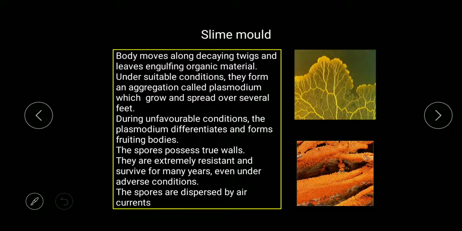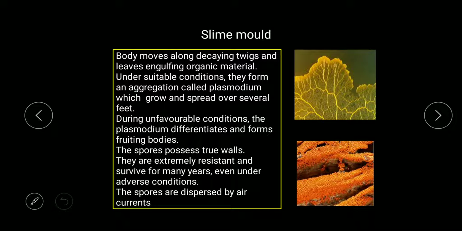Next, we start with the slime mold. When we talk about slime molds, they are the second group of protists, and here in slime molds, the consumer-decomposer protists belong. Consumer-decomposer protists are those which have a phagotrophic or saprobic mode of nutrition.